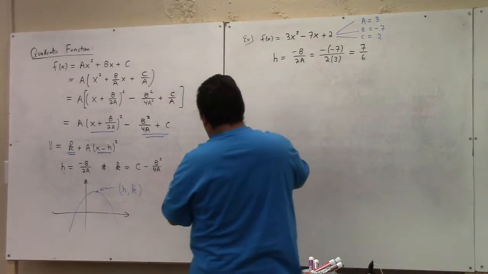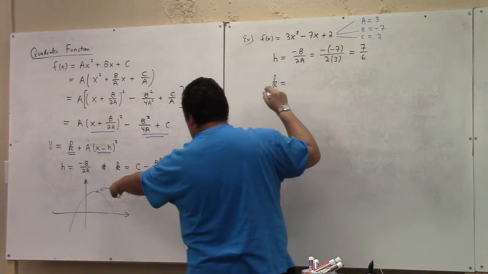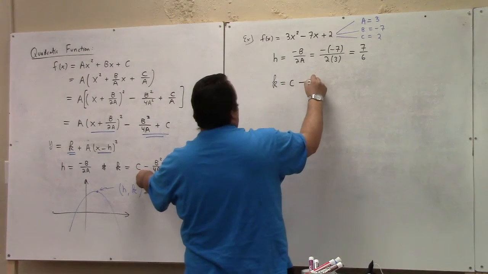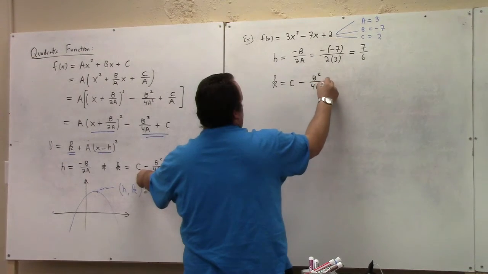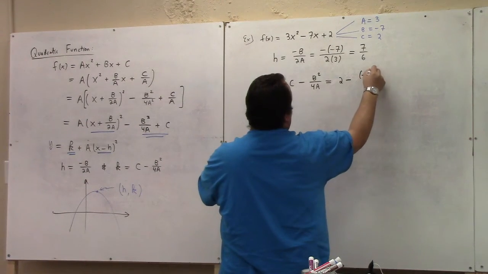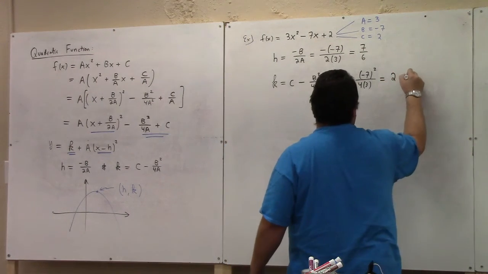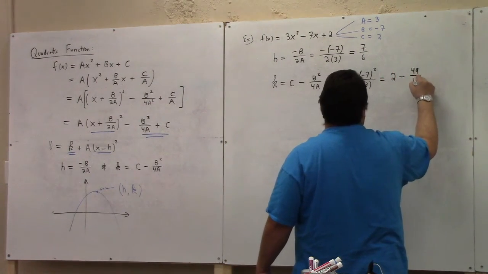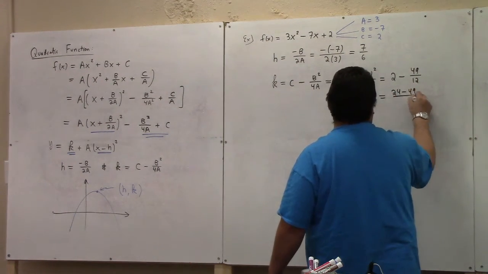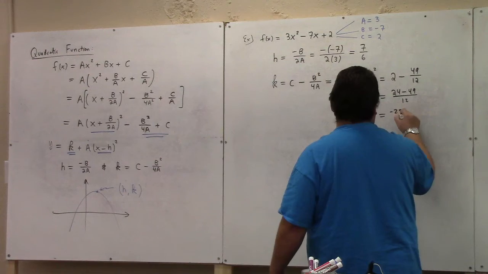And how about k? What's k equal to? k is the y coordinate of the vertex, but I just worked out this formula here for you. It's c minus b squared over 4a, which is kind of nice because then we can just plug in 2 minus 7 squared divided by 4 times 3. So apparently it's 2 minus 49 over 12, which is 24 minus 49 over 12, which is minus 25, I think, over 12.